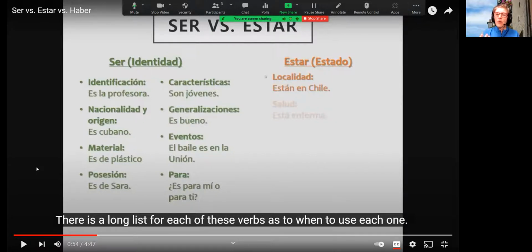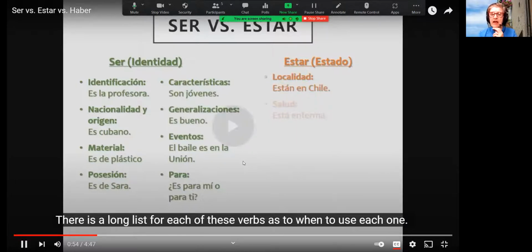Características. These are descriptions about how that person really is, not what they feel like, what they really look like. Son jóvenes, they're young. Generalizaciones, generalizations. It's good, it's bad. Eventos. El baile. Here's the thing we talked about. You asked about location. I said, this is it, right? El baile es en la unión, the dance. It's an event. It's not a building. It's not an object. It's an event. El baile es en la unión. We use ser in that location, but you're not likely to use that a lot as a tourist. And then es para mí. Is it for me? Okay.